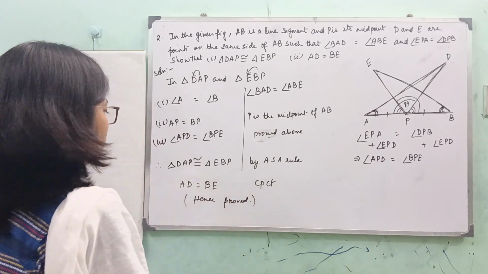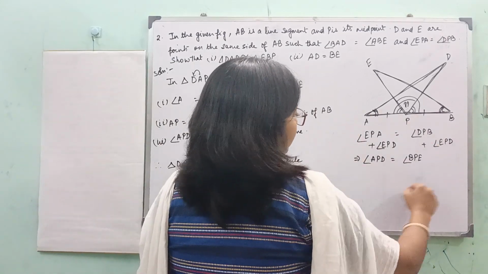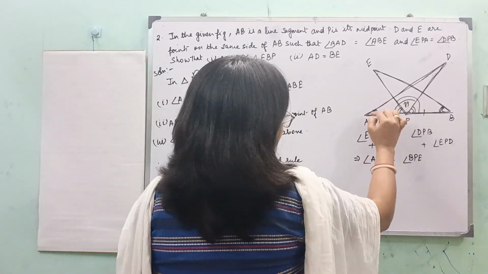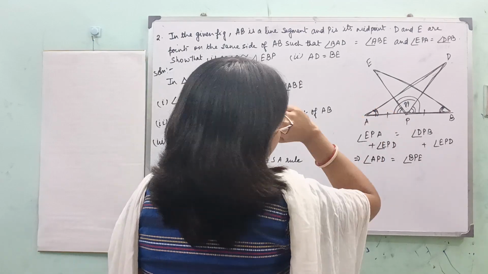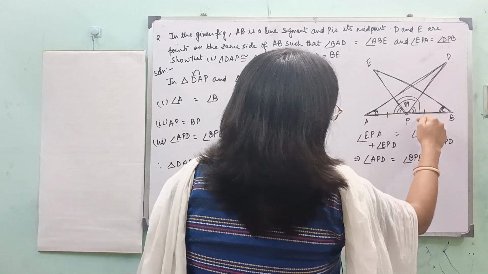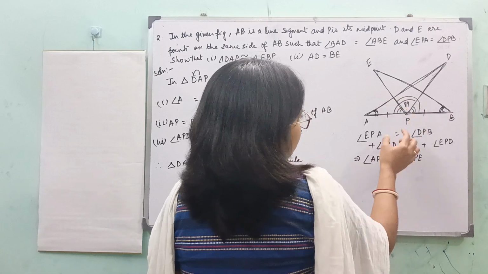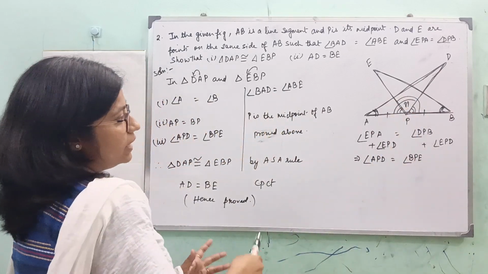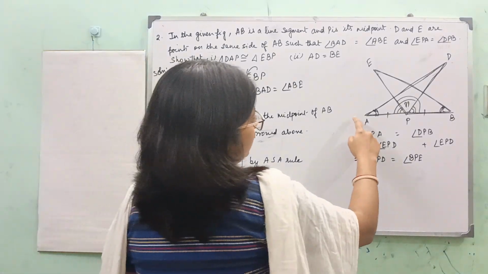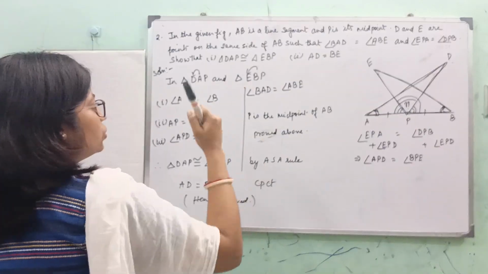So hence proved. All right. So in this question, only this part required a little bit of thinking. The portions given to you were angle EPA and angle DPB. They were equal. So we added angle EPD to both the angles in order to get the corresponding angles of the two triangles which had to be proved congruent. So we got APD and BPE to be equal. Now this we have used in the problem.